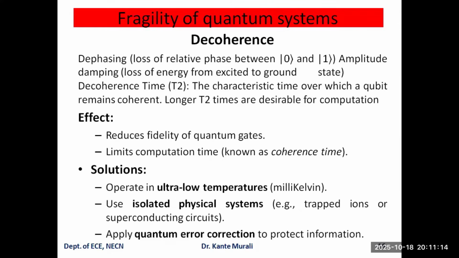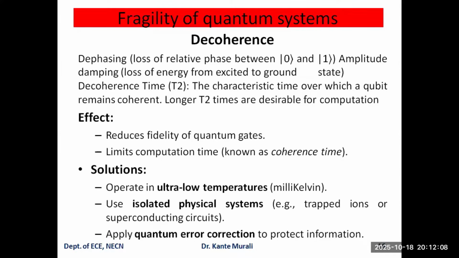There are two main types of decoherence. One is dephasing, when the relative phase between the qubit 0 and 1 is lost. The second one is amplitude damping, loss of energy from the excited to the ground state. That means when energy leaks from the excited state to the ground state, that may cause decoherence.